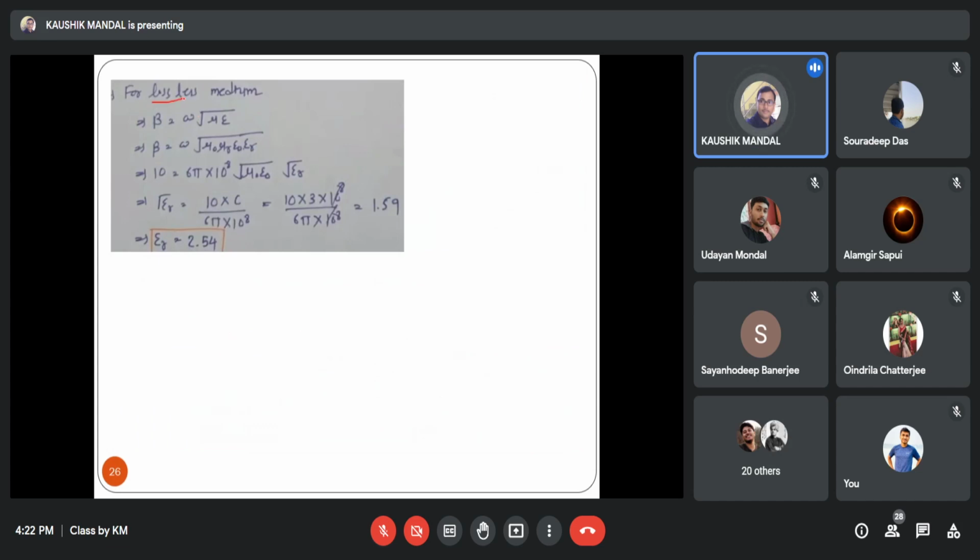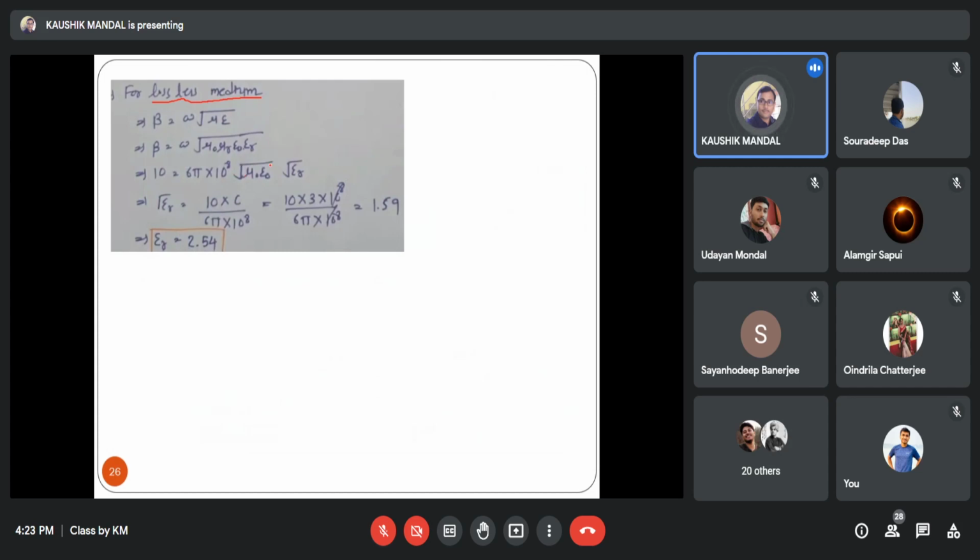For a lossless medium, first of all, from the equation of alpha and beta for a lossless medium, what is the equation of beta? Beta equal to omega into root of mu epsilon. Omega root of mu epsilon means mu0, mu r, epsilon naught, epsilon r. Beta is given, beta is 10, omega is given 6 pi into 10 to the power 8. Now mu r equal to 1.